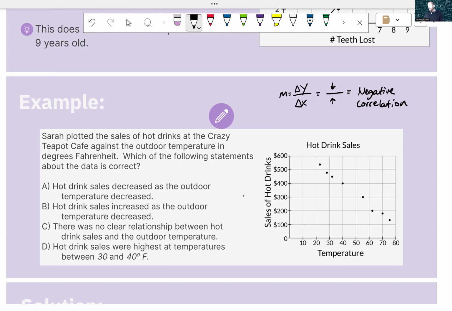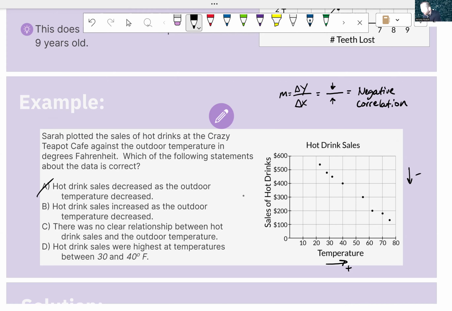It says hot drink sales decreased as the outdoor temperature decreased. So here the temperature is increasing and sales are decreasing. So A is not correct. It says they both are decreasing. Now it's important not to mix these up. I know that we have one going down and one going up. So it's important not to mix these up. B says hot drink sales increased as the outdoor temperature decreased. So the drink sales, it says they're increasing as temperature decreases.